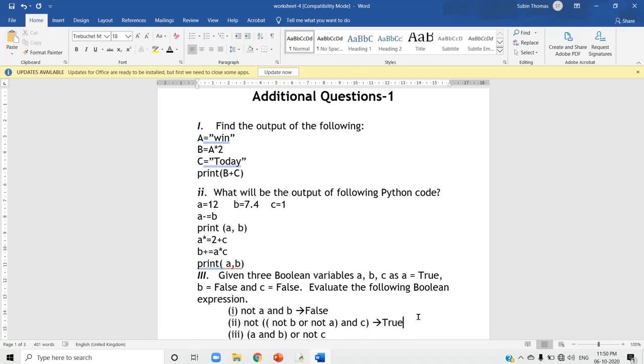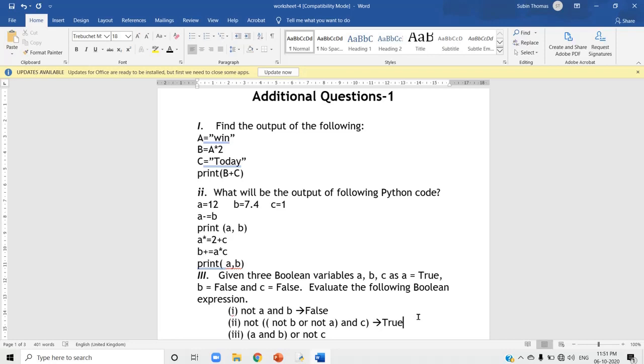One more time I'll explain. The inner bracket will be done first. B is false. Not B will give you the answer true. True or, again not has the high precedence. A is true. Not A will give you the answer false. Now you are getting true or false. True or false will give you the answer true, because with the or operator, if any one of the operands is true, the output will be true. So the inner bracket will give you the answer true.